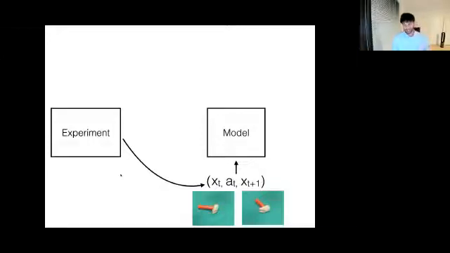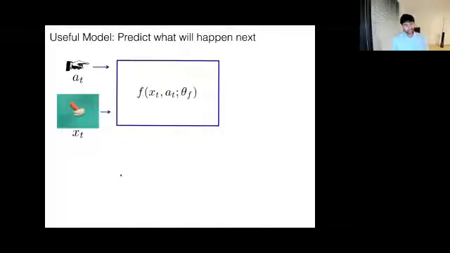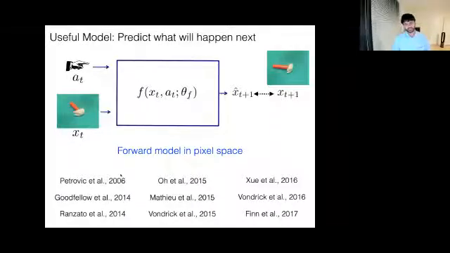So the question is, what kind of model should we build? One useful model is a model which can predict what is going to happen next, because then we can use such a model to plan our actions. So let us assume I have inputs XT and AT, and I want to predict what is going to happen next. One popular approach has been to build these models in pixel space. What I mean by pixel space is you predict the value of every pixel in the future. So you want to ascertain how the world would be in the future, pixel by pixel. And there has been a lot of work in this area.